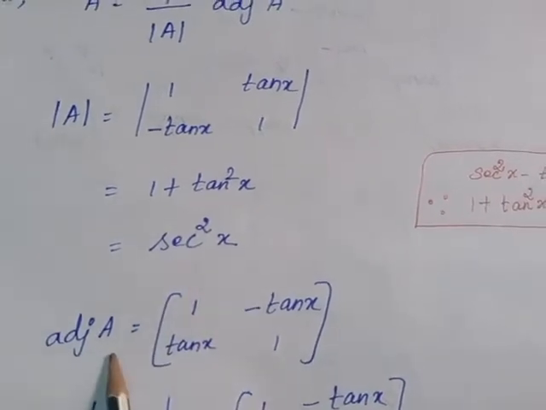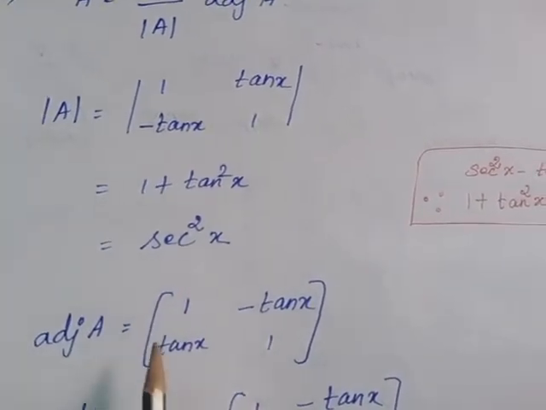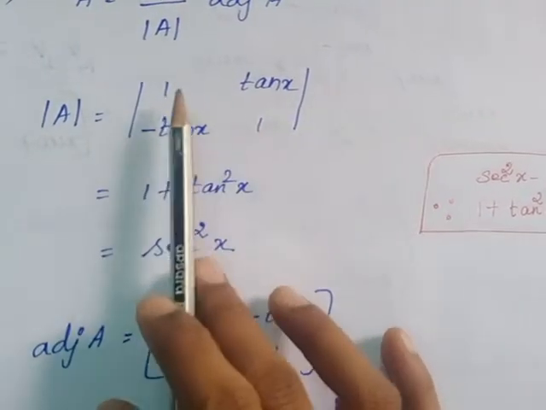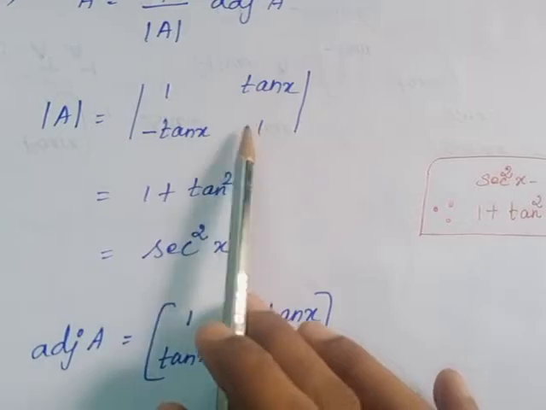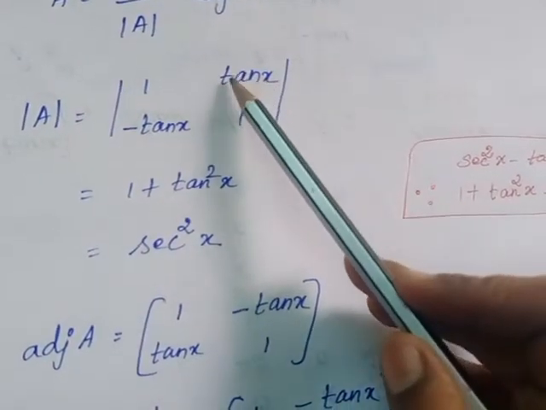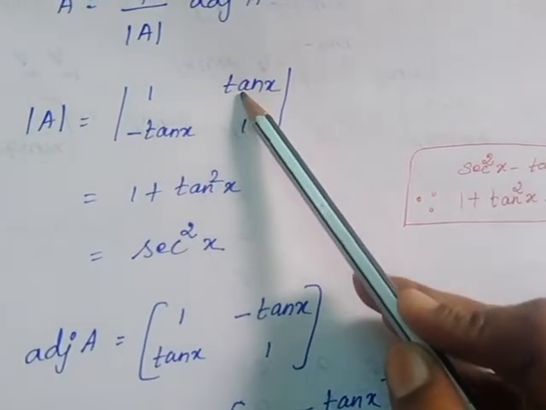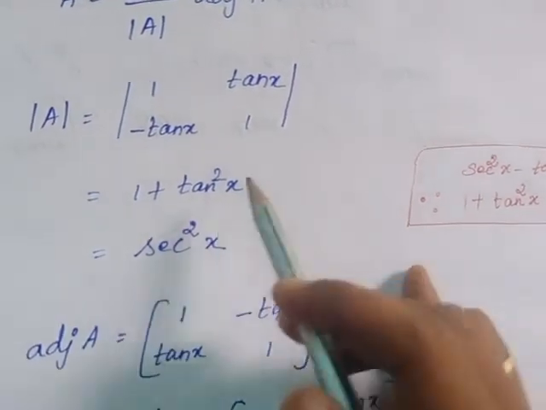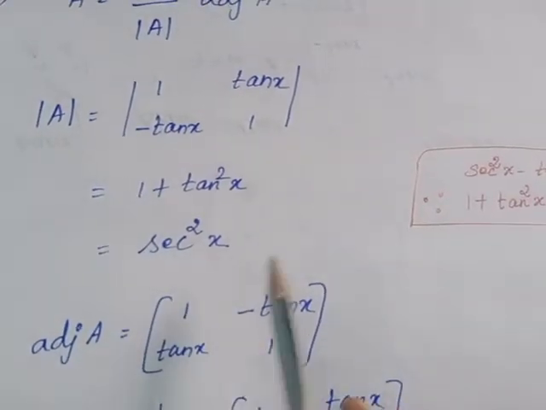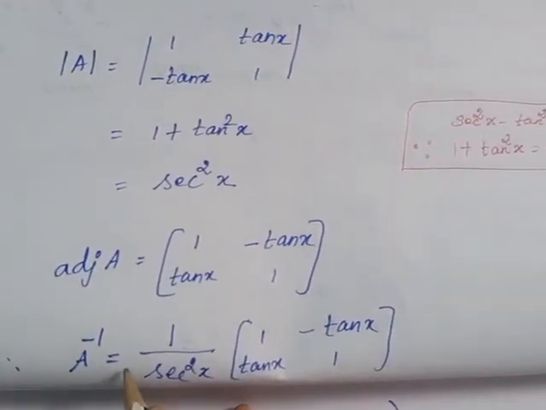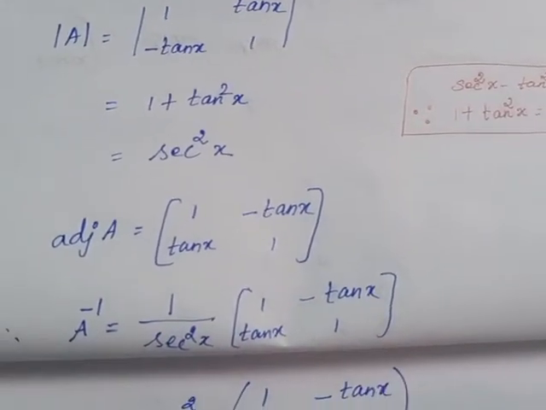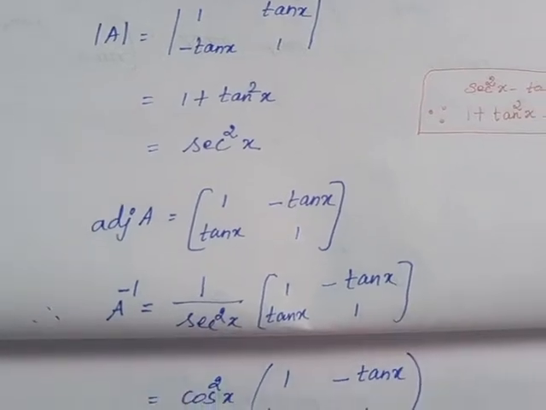Next we have to find adjoint A. In a 2 by 2 matrix, to find the adjoint you interchange the main diagonal elements. Here the main diagonal elements are the same, so 1 1. Next you change the sign of the other elements. Here it is plus tan x, so you write minus tan x. Here minus tan x is there, so you write tan x. Now apply the formula: A inverse equals 1 by determinant A, which is secant square x, into the adjoint A matrix. This is the inverse of A.